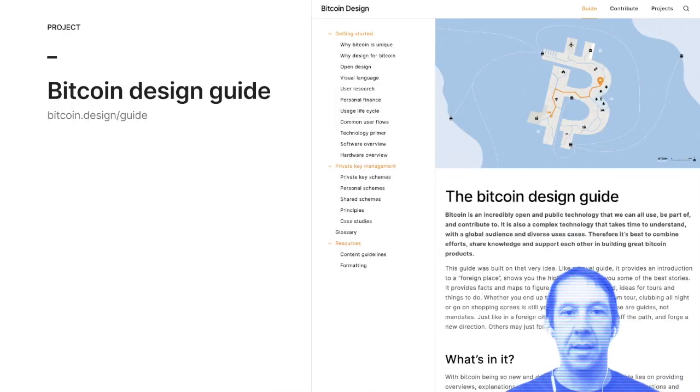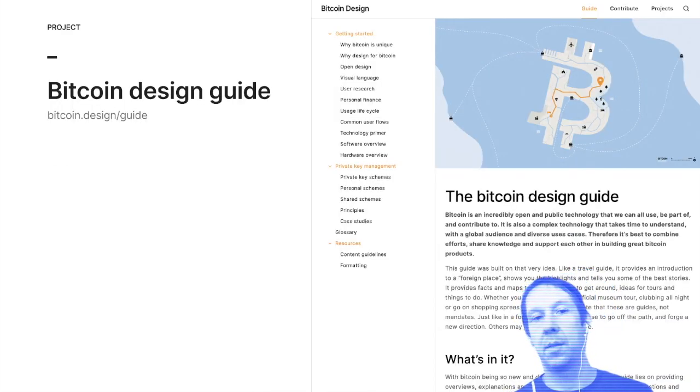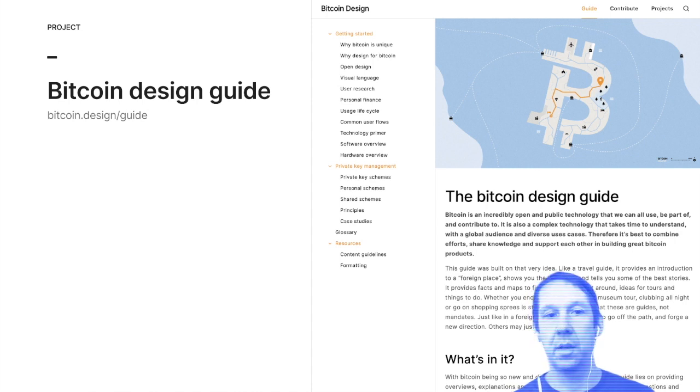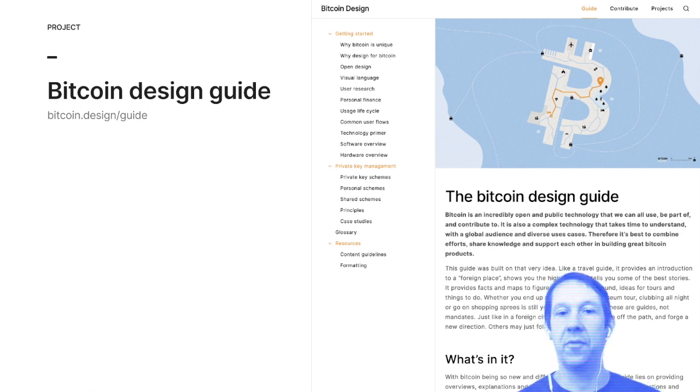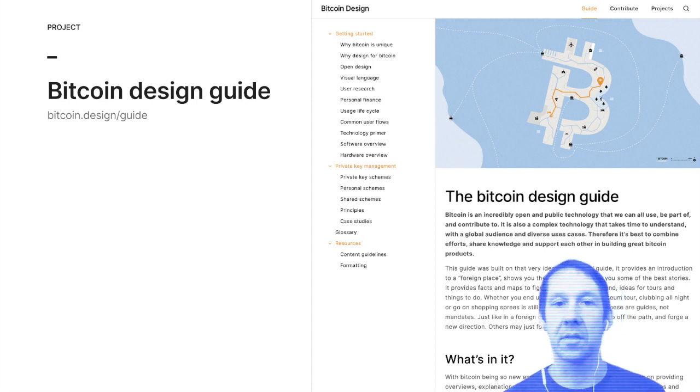And then we have this community project, the Bitcoin Design Guide. You can think of it as the human interface guidelines like Apple has, or Material Design, where we try to bring all the best practices together and not prescribe what to do, but provide the information designers need to make good decisions for whatever problems they're trying to solve.